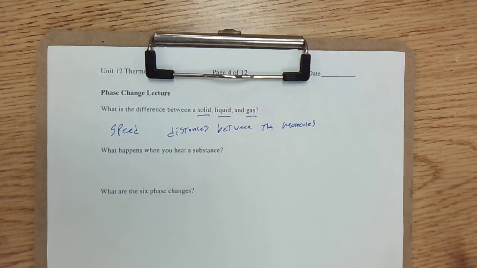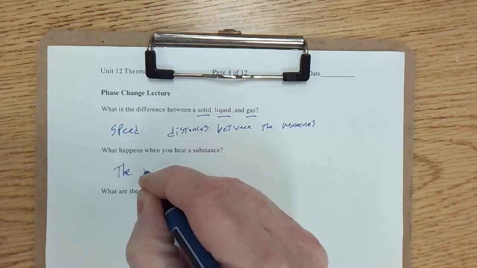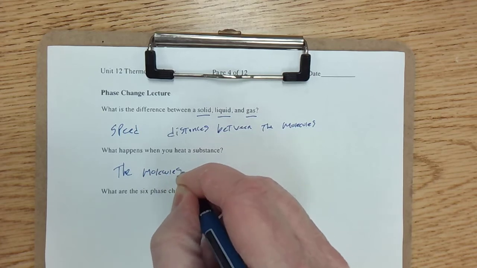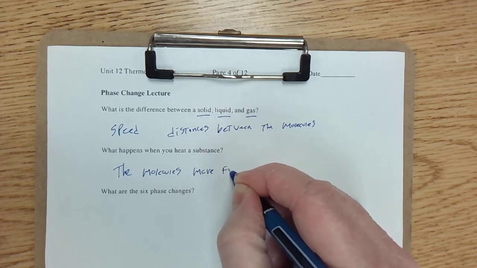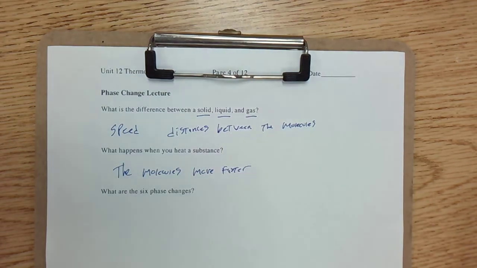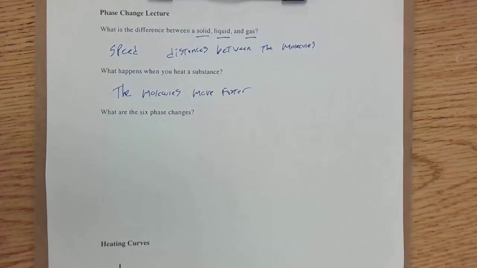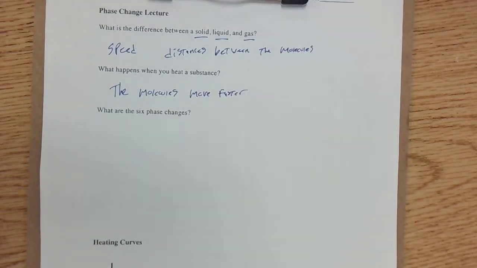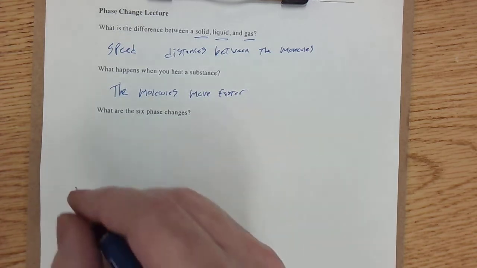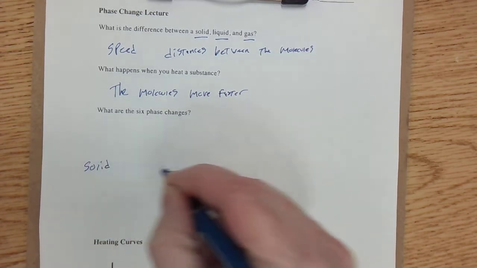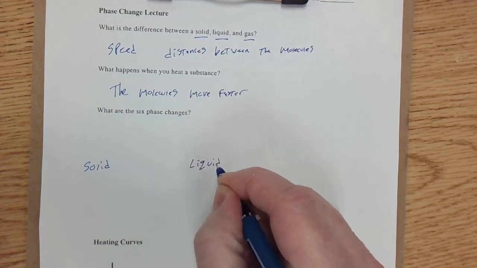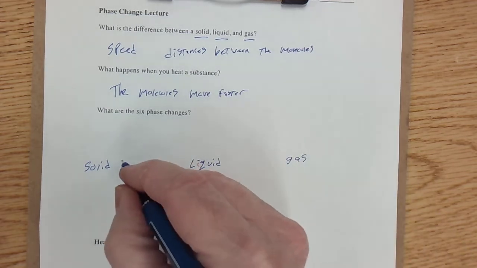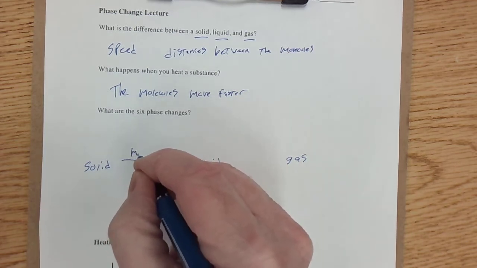Okay? So now if you heat a substance, what's happening? Well, based upon this idea, I think you figured out the molecules move faster. The molecules are moving faster as the temperature goes up and up and up. So, let's talk about the phase changes that happen when we heat something. We start with a solid, then we go liquid, and then gas. When a solid turns into a liquid, that is called melting.